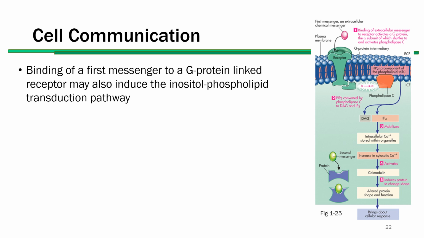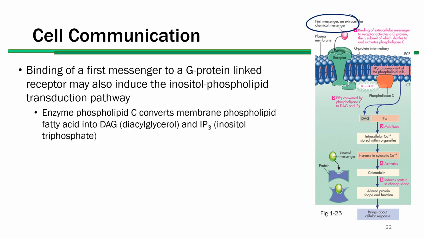The binding of that first messenger to a G protein can also activate a different type of second messenger pathway. In this case, we're looking at the inositol phospholipid pathway. When the first messenger binds to the receptor, it activates this G protein intermediary that's going to activate the phospholipase C. Phospholipase C is an enzyme that's going to take one of these phospholipids from the membrane, pop it out, and enzymatically convert it into diacylglycerol and inositol triphosphate. So those are the second messengers.